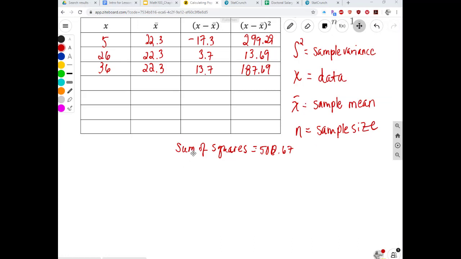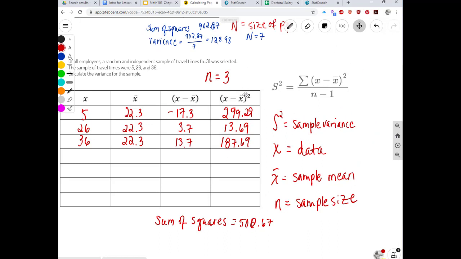Now my variance, let's go back up here and look at my formula. I took the deviations from the mean. It's here. I squared them. It's here. Remember, this sigma means add everything. So I summed everything that I had just finished squaring, and I got 500.67. Now I'm going to divide by my sample minus 1. So my sample minus 1, n minus 1, is the same as 3 minus 1, which is the same as 2.